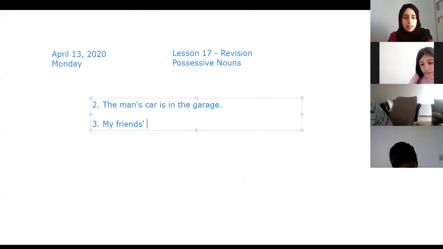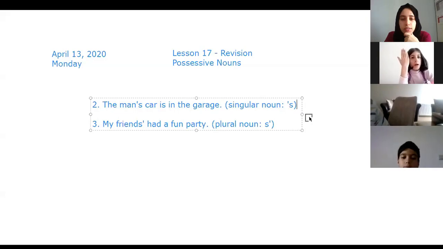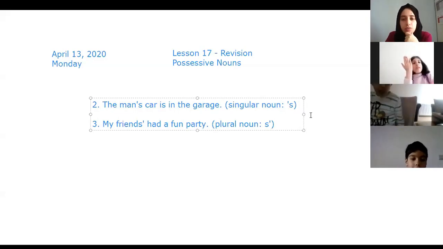My friends had a fun party. So notice here, plural noun and singular noun. There is a difference in the apostrophe. Please write in your English notebook.